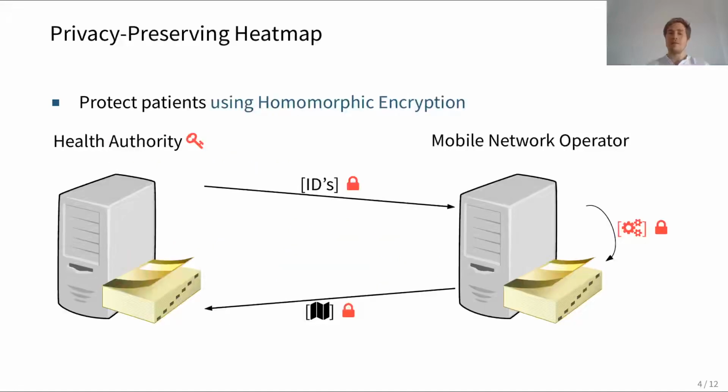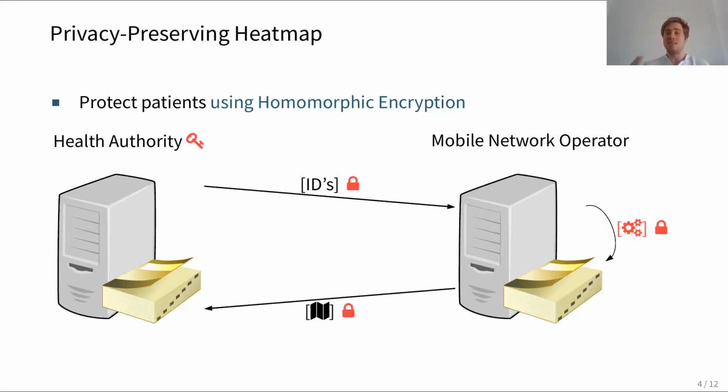Our first privacy-enhancing technology that we use is homomorphic encryption. Basically, when the health authority sends its identifiers on who is infected and not to the mobile network operator, it uses a homomorphic encryption scheme to encrypt this input vector to the protocol. So the input is actually encrypted, so the mobile network operator is not able to learn who is infected.